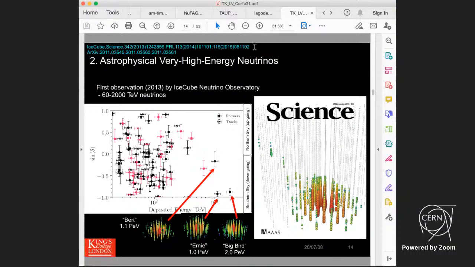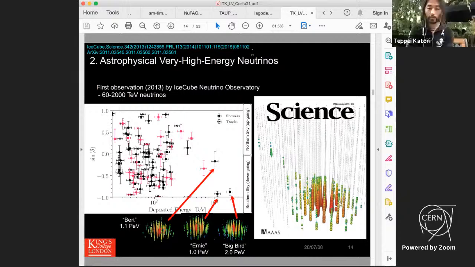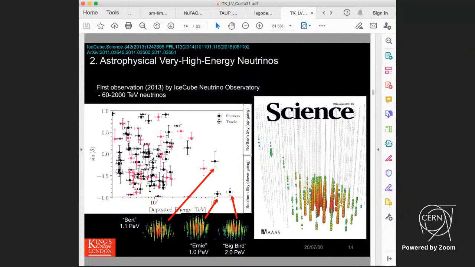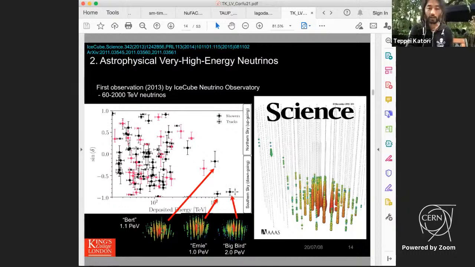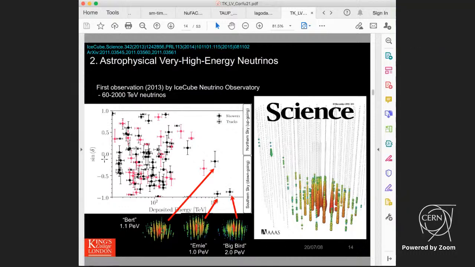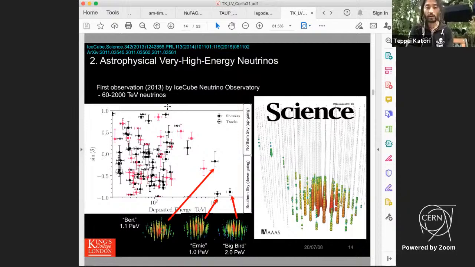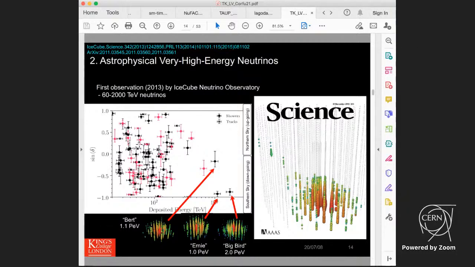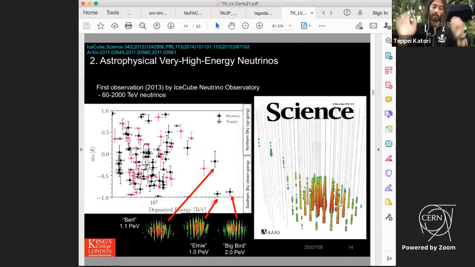So these are the recorded data. The black one is the original data from 2013, and the 2018 we updated. That's the new red dots. So the energy goes all the way to 2 PeV, 2000 TeV, from 60 TeV to 2000 TeV. And this is the declination directions. Okay. And so most of them are coming from the southern sky, which means the top.